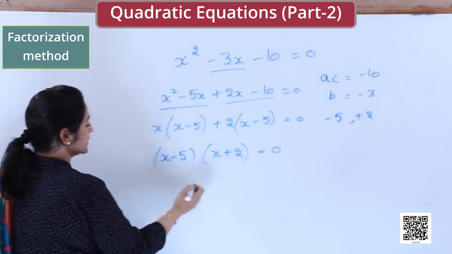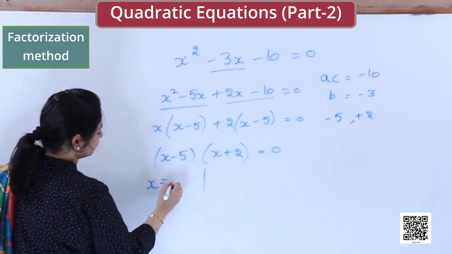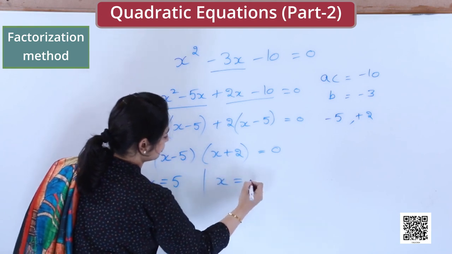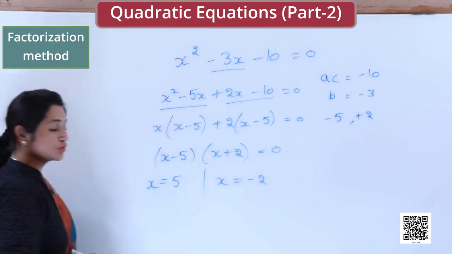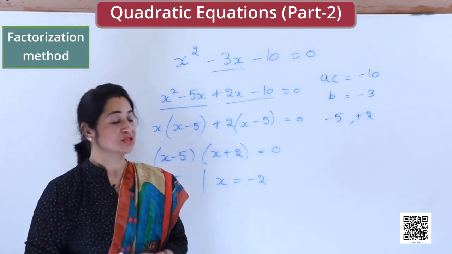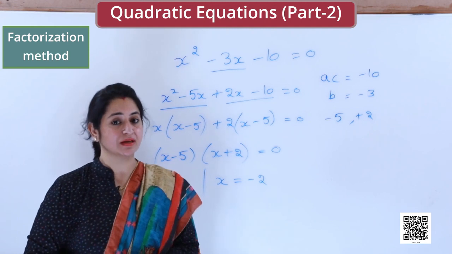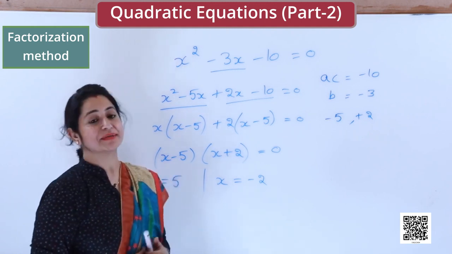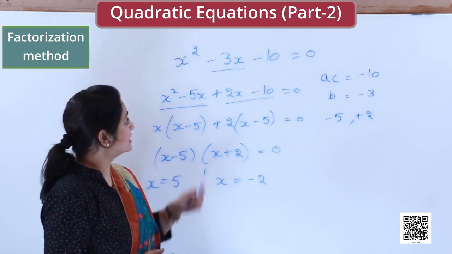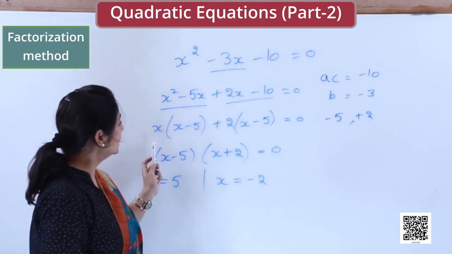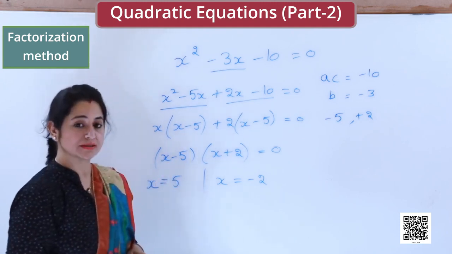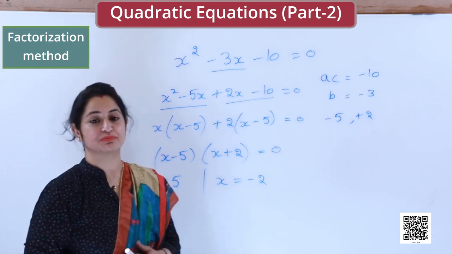Now equating this bracket to 0, we will get the value of x as 5, and equating this bracket to 0, we will get the value of x as minus 2. So we have got two roots, 5 and minus 2. So I hope you have understood it well. But can you tell me now, why do we call this method as factorization method? This is because we have simply factorized the equation into two linear factors, and we have equated them to 0 to find out the roots. That's why we called it the factorization method.